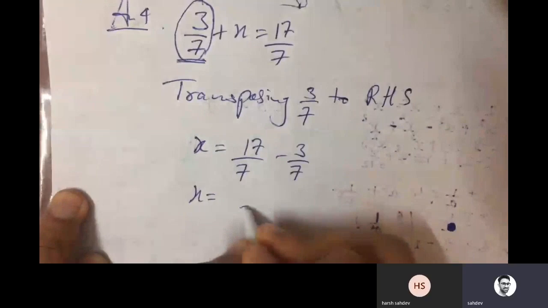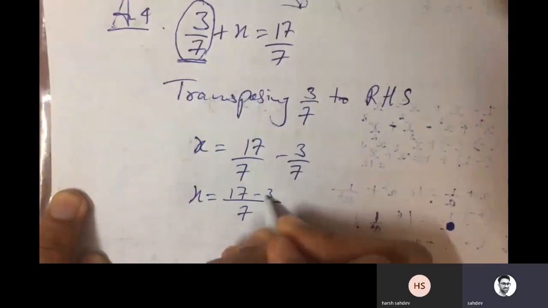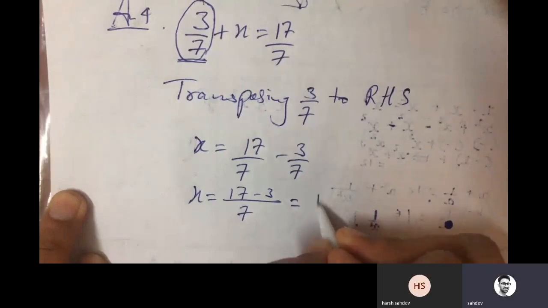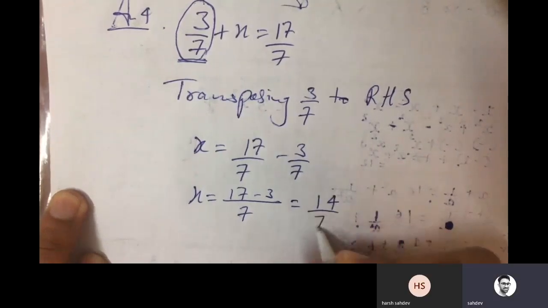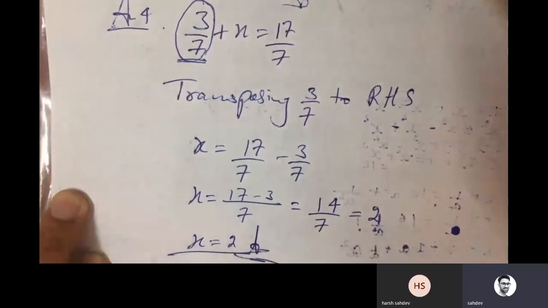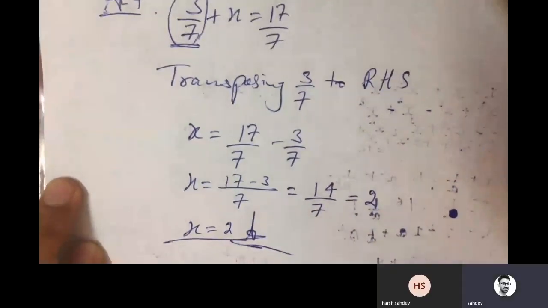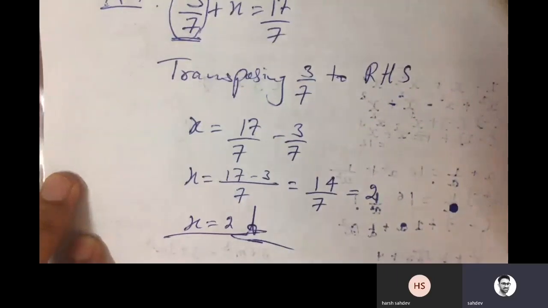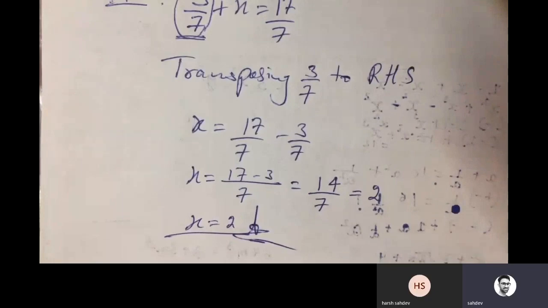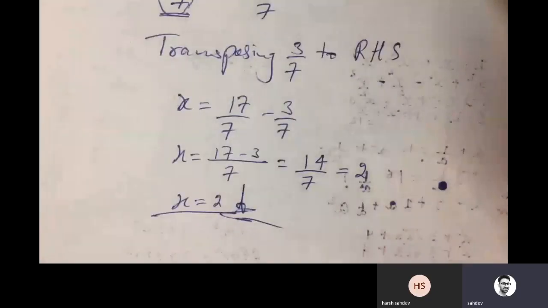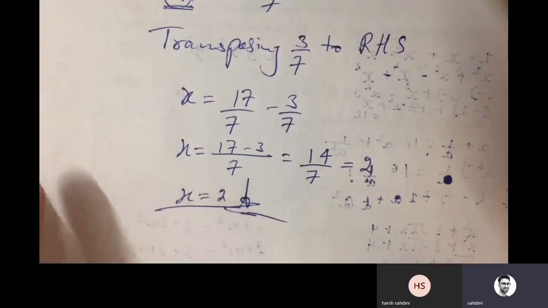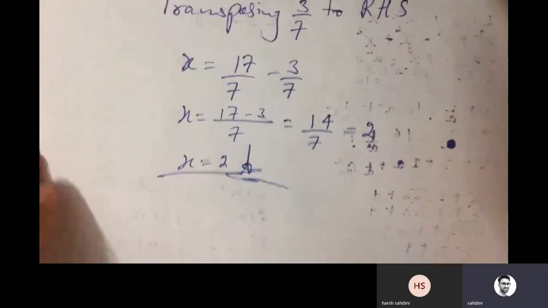Now as the denominators are the same, we can easily write x equals to 17 minus 3 over 7, that gives you x equals to 14 by 7, and that is 2. Hence x equals to 2 is your answer. And this is how you can solve this whole exercise. This is a very easy exercise, and you have to complete this exercise in your notebook.